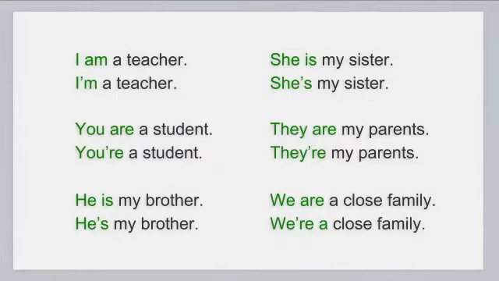Contractions are short forms. Use contractions in speaking and informal writing. For example, I am a teacher, or I'm a teacher. You are a student, or you're a student. He is my brother, or he's my brother.